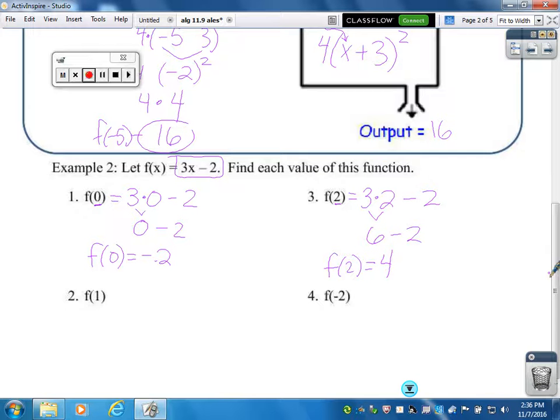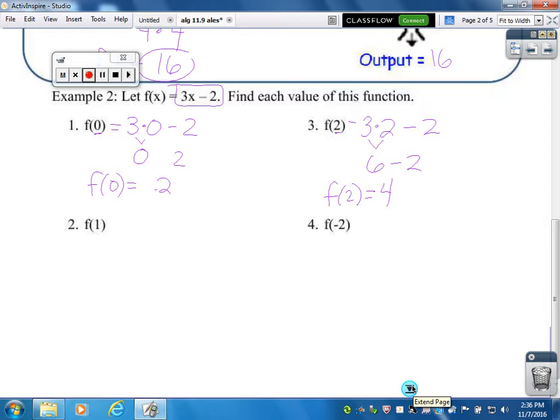We've got 2 more to do. Try them a little ahead of me. If you need me to do all the work, just wait a second. You can get it right off the board.